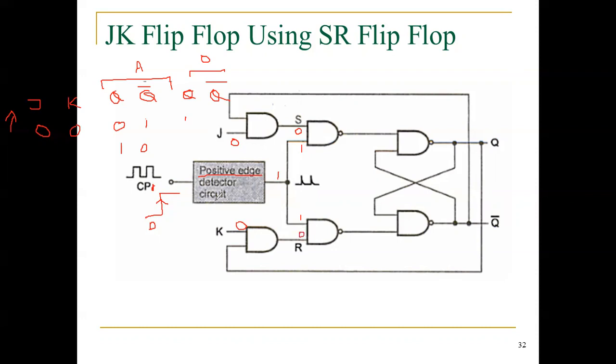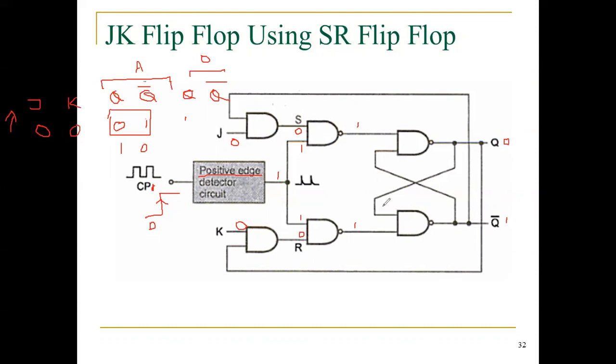No problem now. Since one of the inputs is 0, in both the NAND gates my output will be 1. Then initially I made the assumption, this operation, Q equal to 0. Initially I made the assumption Q equal to 0, hence my Q bar equal to 1.